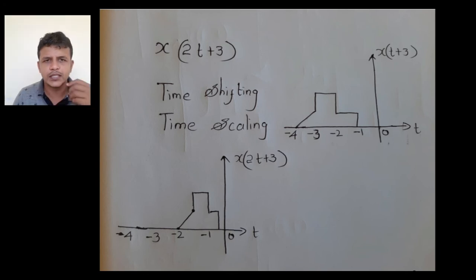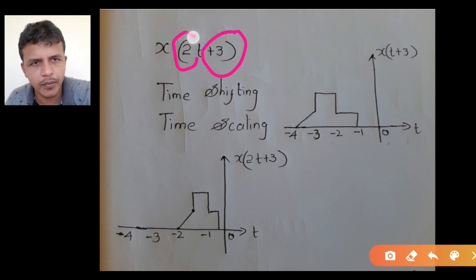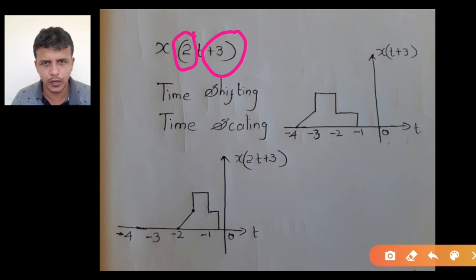Now x of 2t plus 3. This is asked in the problem. X of 2t plus 3 means here we are performing time shifting operation and also time scaling operation. We should not forget the order. We should perform the order like this: first time shifting, then time scaling, and then time reversal. Here time reversal is not asked, so no need to perform that. We have to perform time shifting first and then we have to apply time scaling.